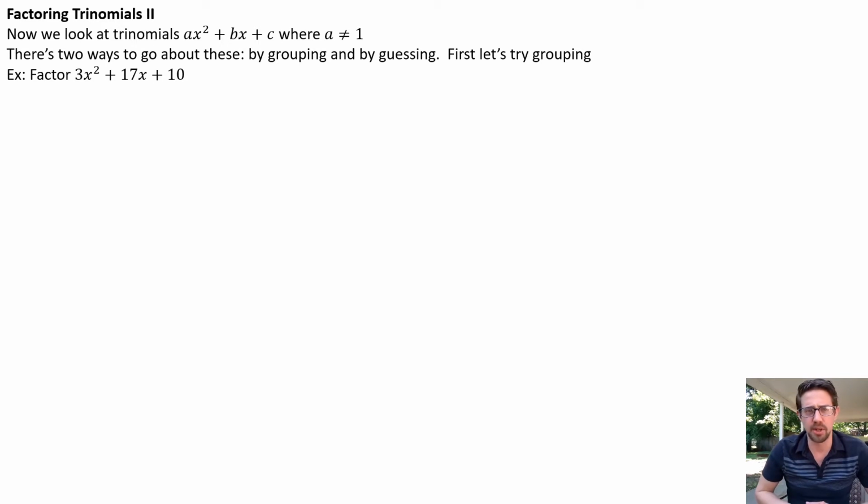Okay, so let's factor 3x squared plus 17x plus 10. We haven't seen anything like this because it has to be factored into, well, it has to be factored itself. Now 3 is prime, so it can only be 3 or 1. But here's the grouping method to do it.